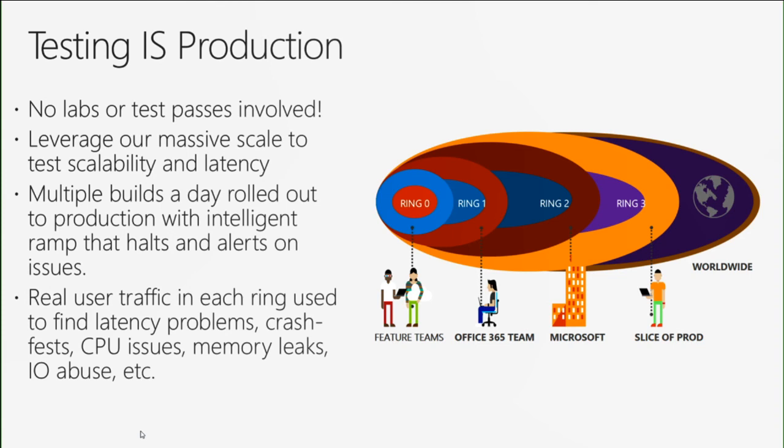We've been doing this for a couple of years, and the real user traffic in each of these rings has found all manner of things, anything you can think of, and I'm sure a lot of the stuff you guys have seen as well. Latency problems, timeouts, crash fests, concurrency issues with CPU, memory leaks, memory misuse, I/O abuse, disk leaks, bug checks, everything. We see all manner of those things coming up.